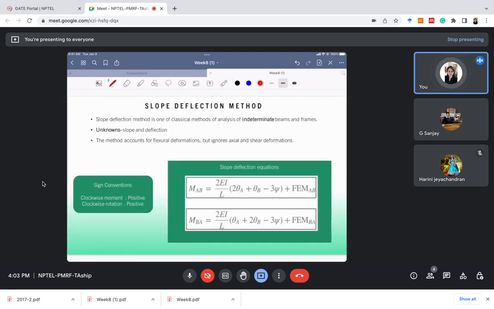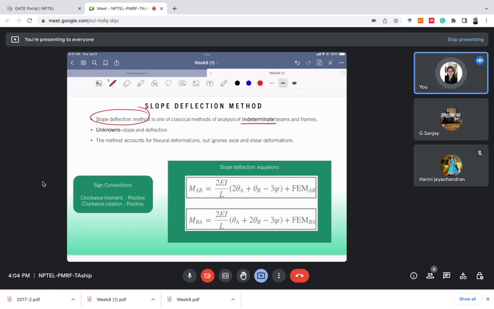So, what is the slope deflection method? It is a method to analyze indeterminate beams. You just need to remember a few things which can come for the MCQs. For determinate beams, we can easily find the moments and everything by using the equilibrium equations. But for indeterminate beams, we cannot directly use the equilibrium equations. So this method is proposed, through which we can analyze indeterminate beams and frames. That is the first point.